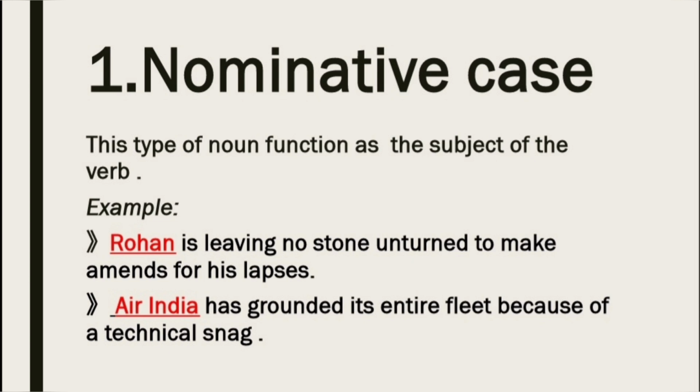Example: Rohan is leaving no stone unturned to make amends for his lapses. Here Rohan is the subject because it is the doer of the action. Air India has grounded its entire fleet because of a technical lag. Here Air India is doing the action. It is the subject of the verb has grounded. Rohan was the subject of the verb is leaving. So that was about nominative case.